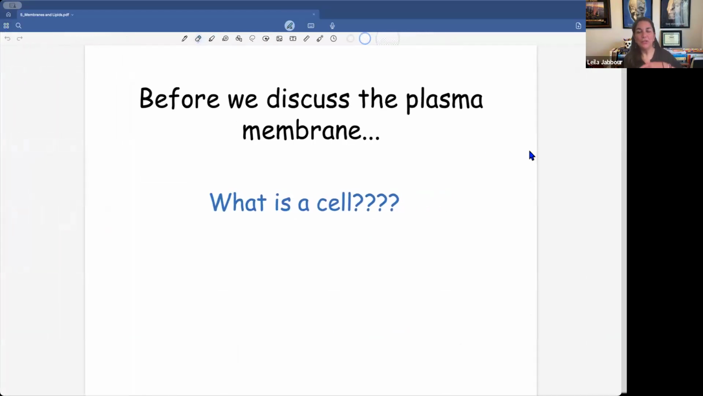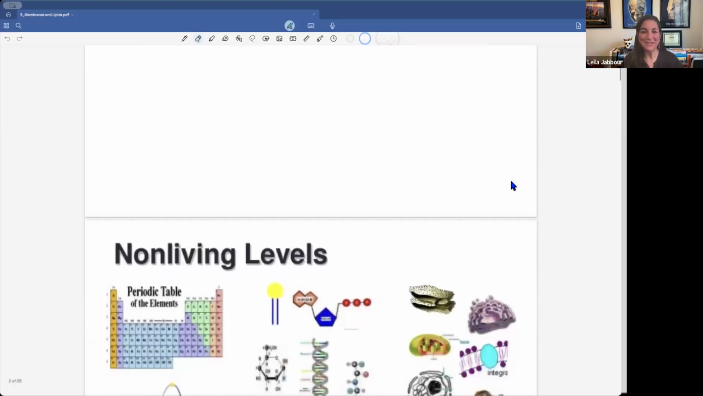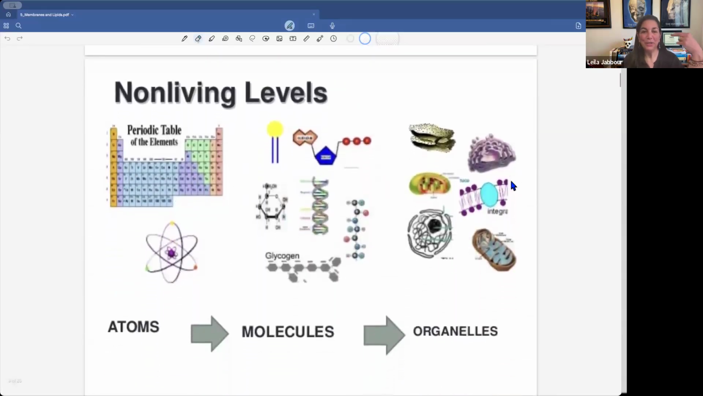There we go. So before we get into the lipids and how they make up the cell membrane, let's make sure that we know what is a cell. We have a number of things that are non-living, like atoms and molecules.